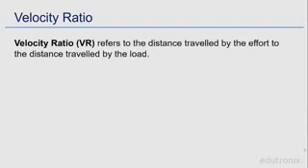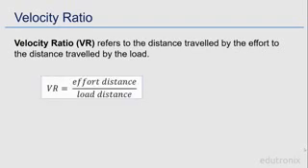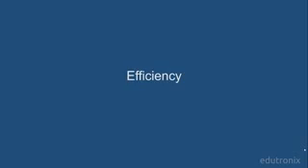Velocity ratio of a simple machine is the ratio of the distance traveled by the effort to that traveled by the load. Mathematically, we can write this as the effort distance divided by the load distance. The effort distance, as we said earlier, refers to the distance between the effort point and the pivot, and the load distance refers to the distance between the load and the pivot.